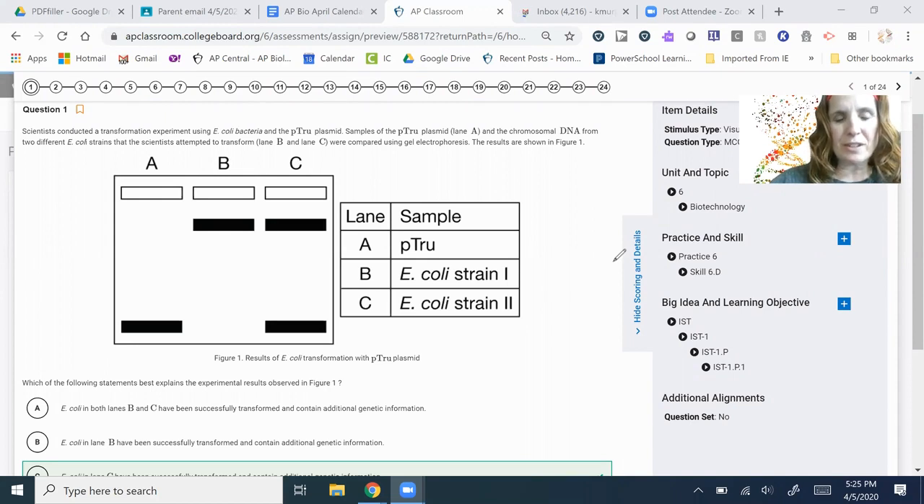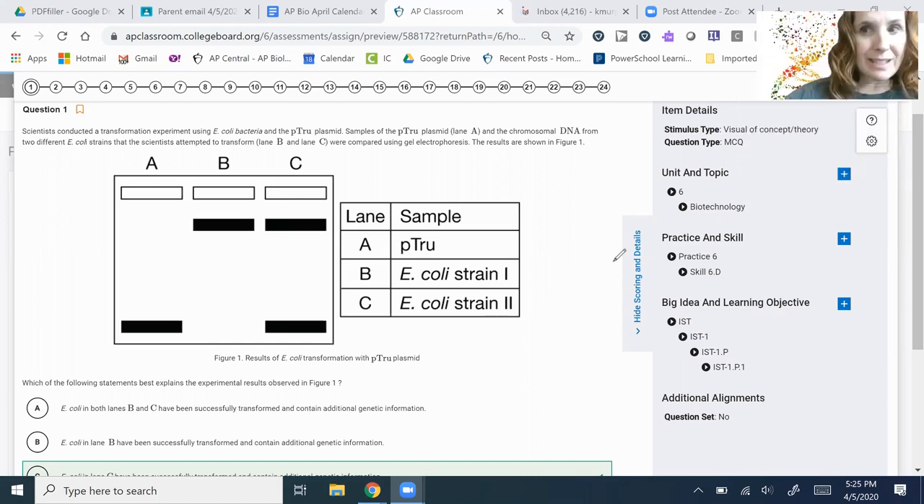I'm just going to go over approximately 10, 11 of your progress checks. So I'm going to go ahead and get started with question number 1. And so I'm just going to go ahead and look at this question.